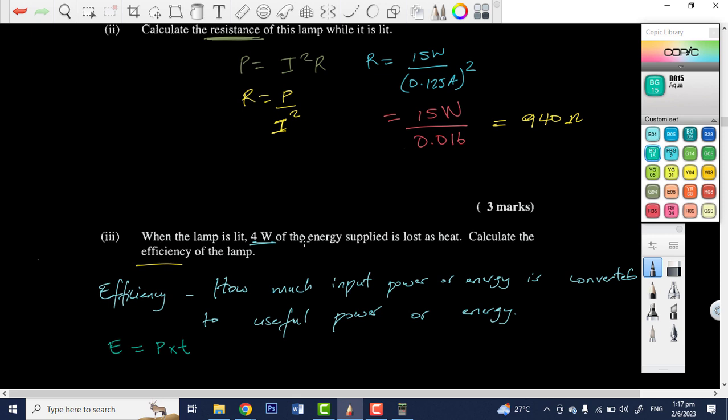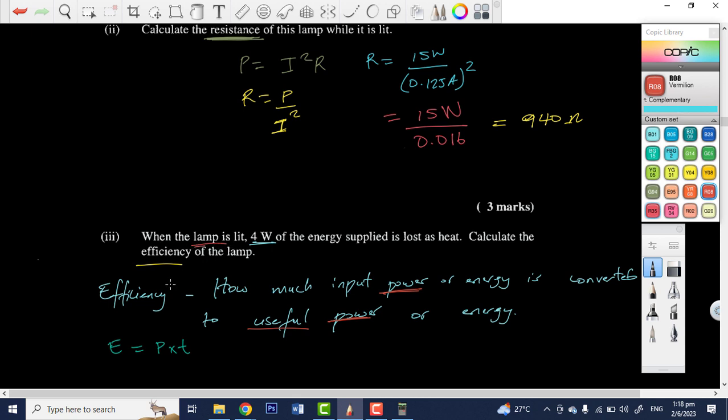So we have energy in this case, right? Do we have energy? No. But what do we have? Power, right? So again, looking back at what we say about efficiency: efficiency tells us how much input power or energy. In this case, we can talk about the power: how much input power is converted to useful output power.